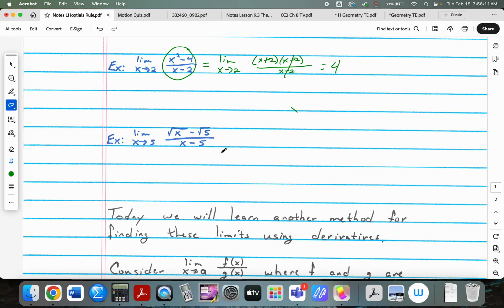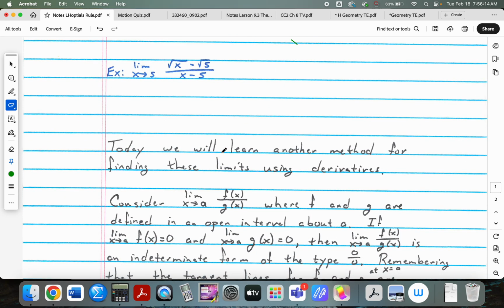Okay, we also did ones like this, where we had the limit as x approaches 5 of the square root of x minus 5 over x minus 5. Again, you get 0 in the numerator and 0 in the denominator if you try to substitute in directly. And what we ended up doing on this one, you may not remember, this is a little bit different. We multiplied top and bottom by the conjugate of the square root part. That is, we multiply by the square root of x plus the square root of 5 over the square root of x plus the square root of 5.